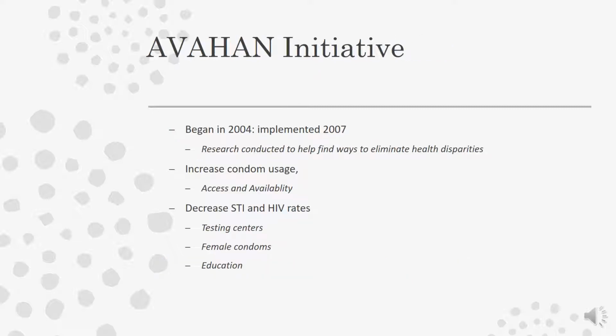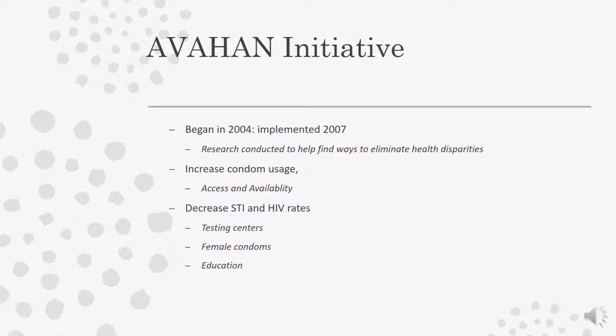In 2004, the Bill and Melinda Gates Foundation launched the Avahan Initiative to help develop an HIV prevention program in India, to help promote others in India and worldwide to practice safe sex and to help eliminate the increasing risk of HIV. The research was conducted to find different ways to help eliminate these disparities and which ways would be best for the community. Their goal was to increase condom usage.